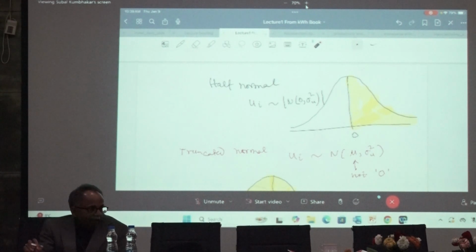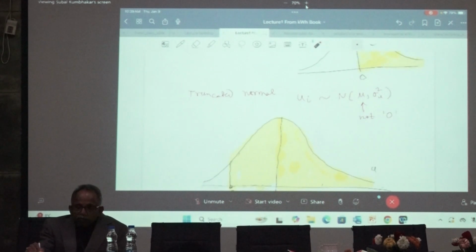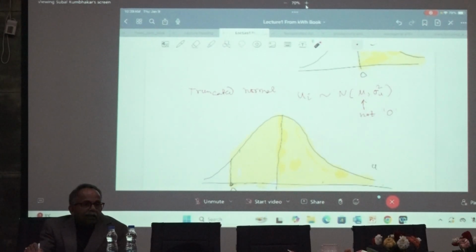Right? So that's half normal. But what happens if U is normal but not zero mean? So it has a mean mu, and mu is positive. So then again, you can think in terms of a distribution like this. The mean is here, mu. Okay, it's not zero. And if it is positive, then zero has to be to the left of it, right?